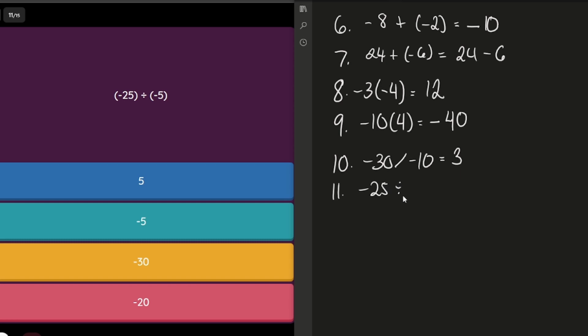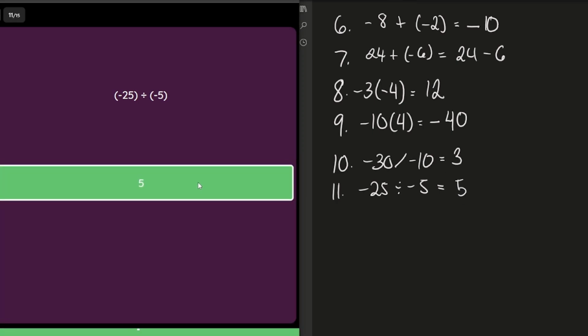Question 11. -25 divided by -5. A negative divided by a negative will give you positive. 25 divided by 5 is 5. Positive 5. There you go.